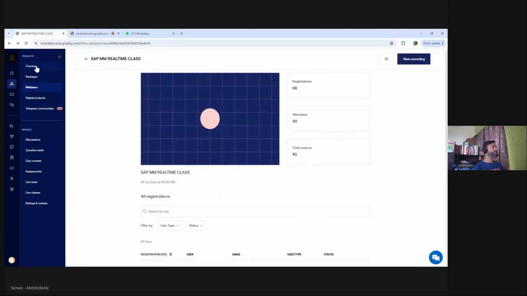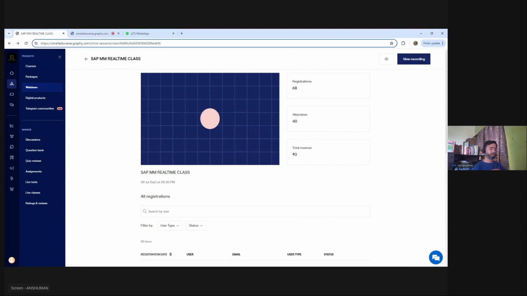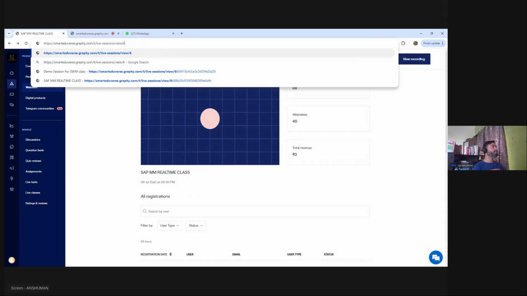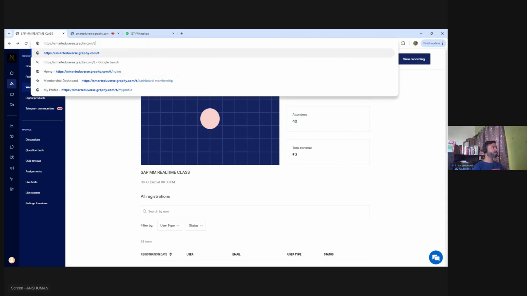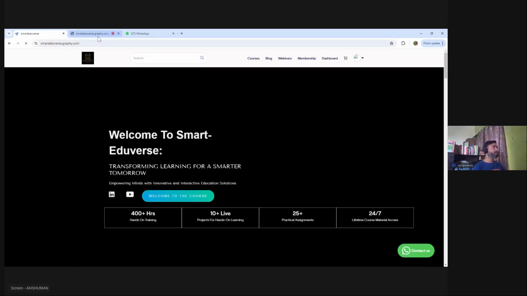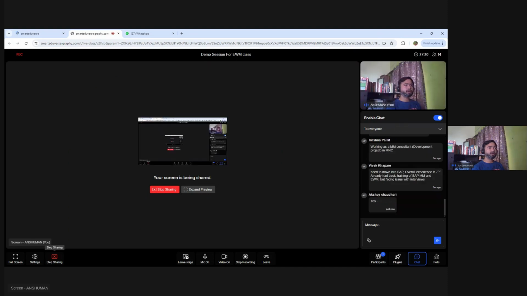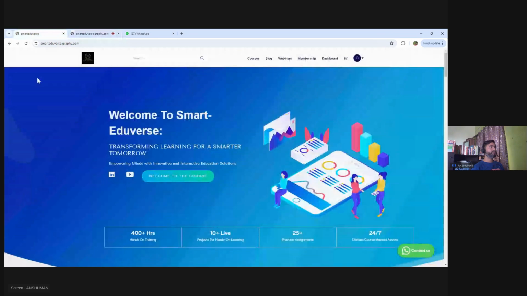Are you able to see my screen? Okay, I forgot there is no voices there. Okay, fine. So you are able to see my screen, right?